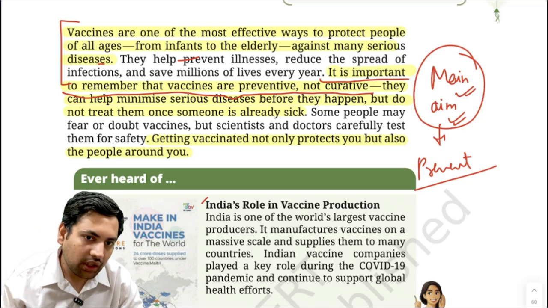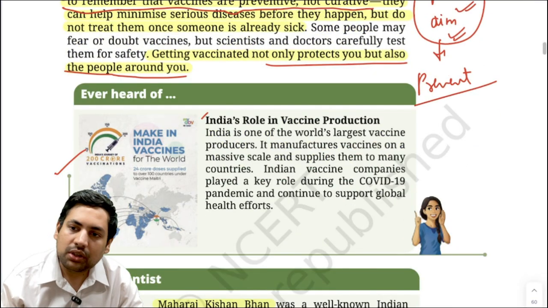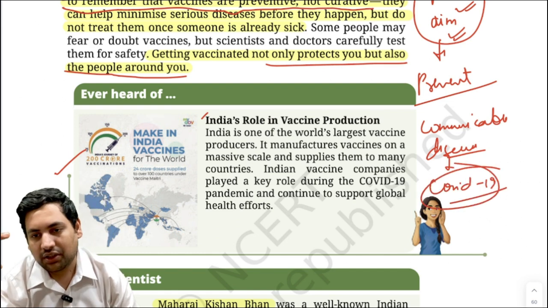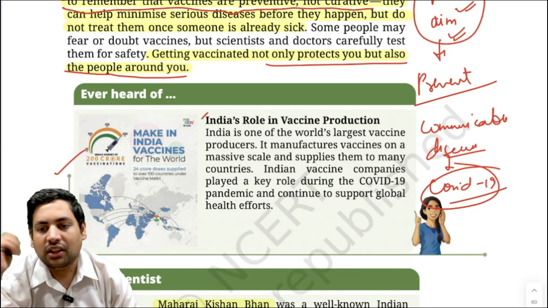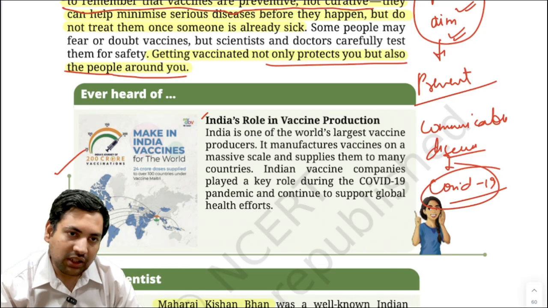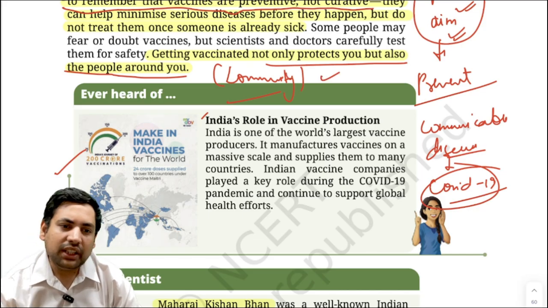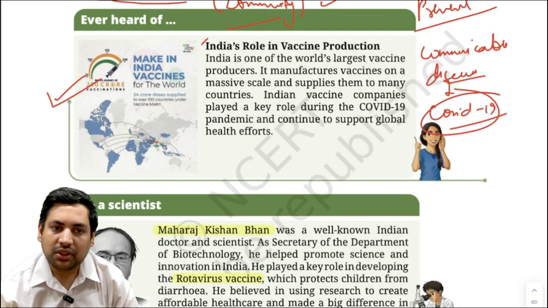Then, getting vaccinated not only protects you but also protects the people around you. Why is it saying so? Because, for example, if we are talking about some communicable disease, for example COVID-19, if everybody got vaccination, then they won't be getting COVID-19. Also, they won't become the carrier to carry COVID-19 to other people. And that is why vaccination protects you at a community level also. Understood?